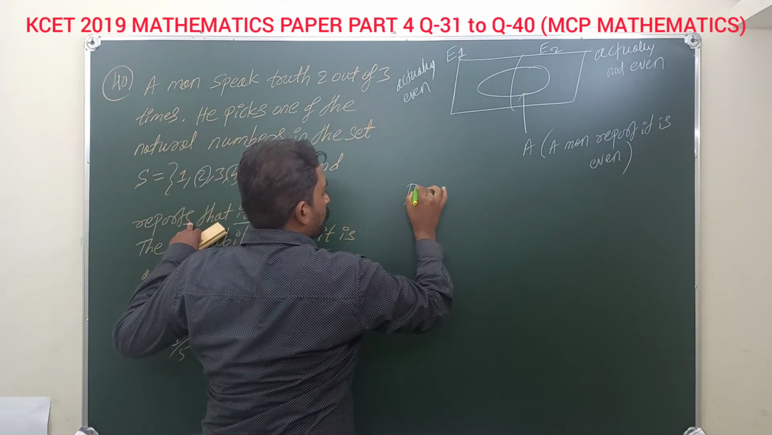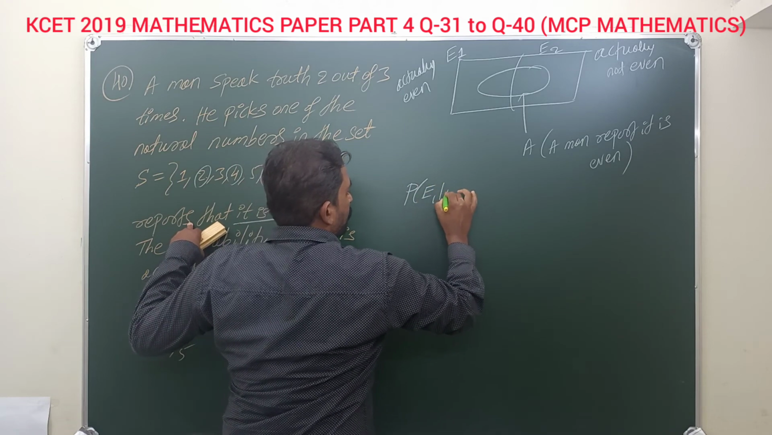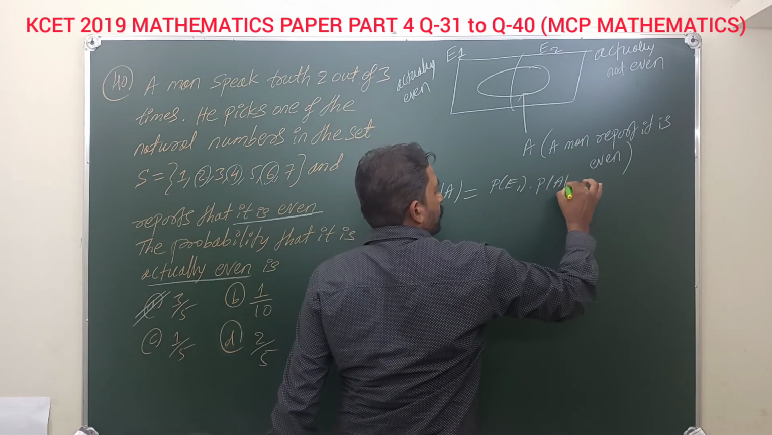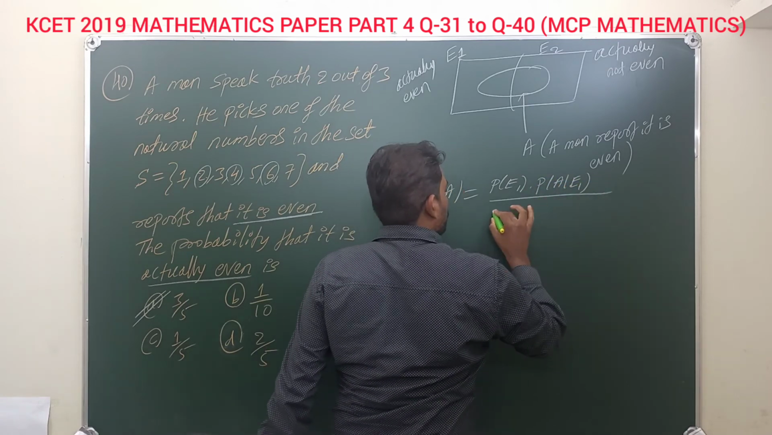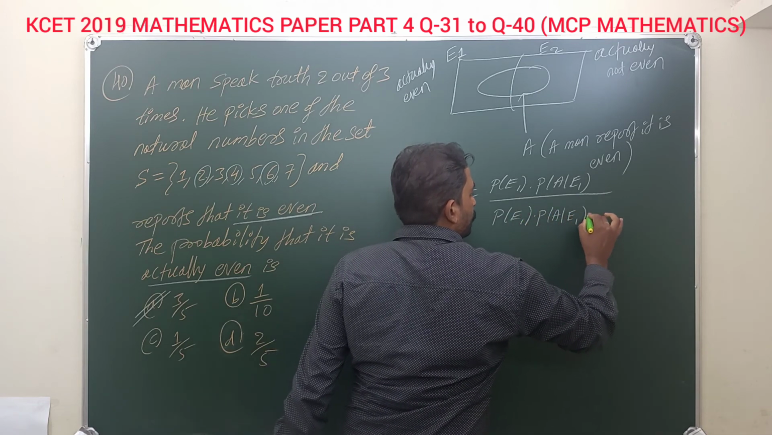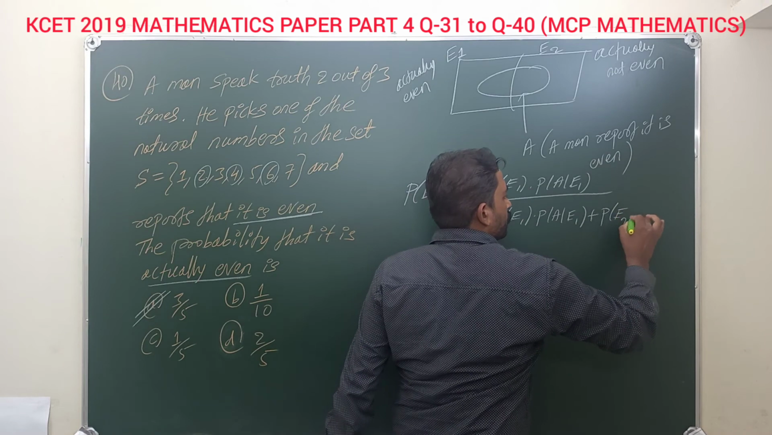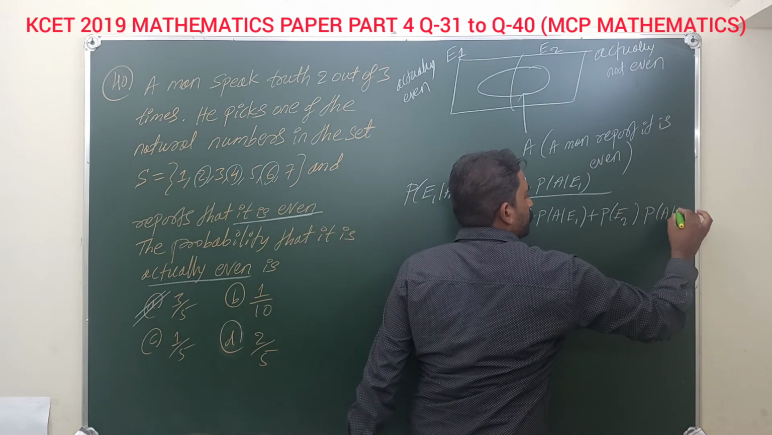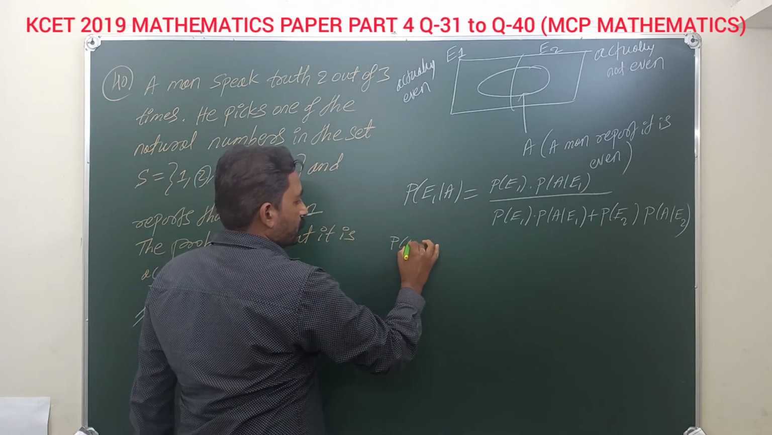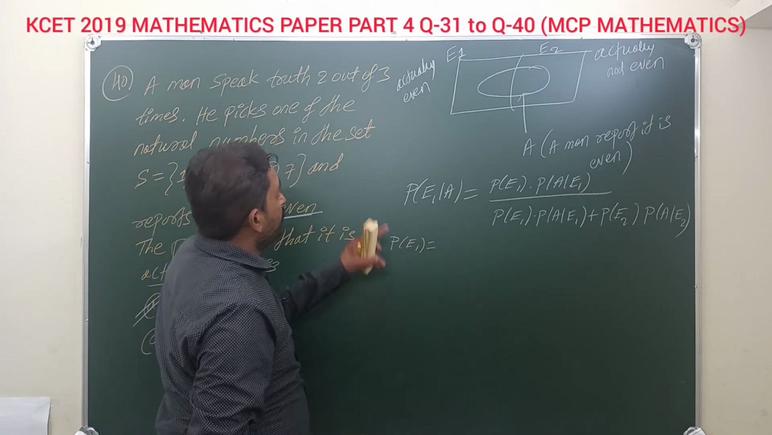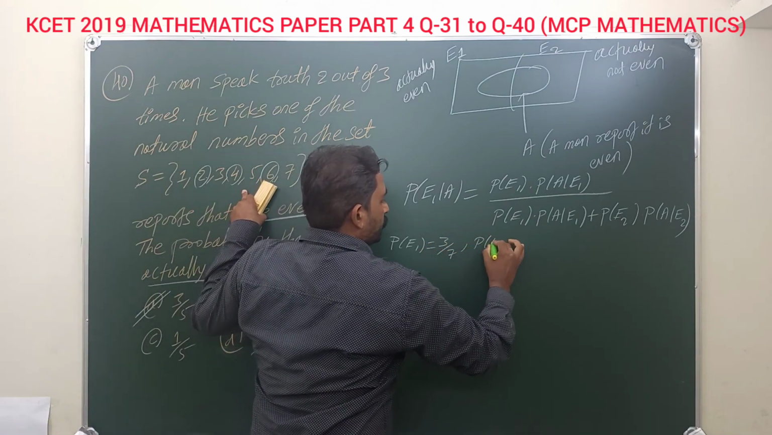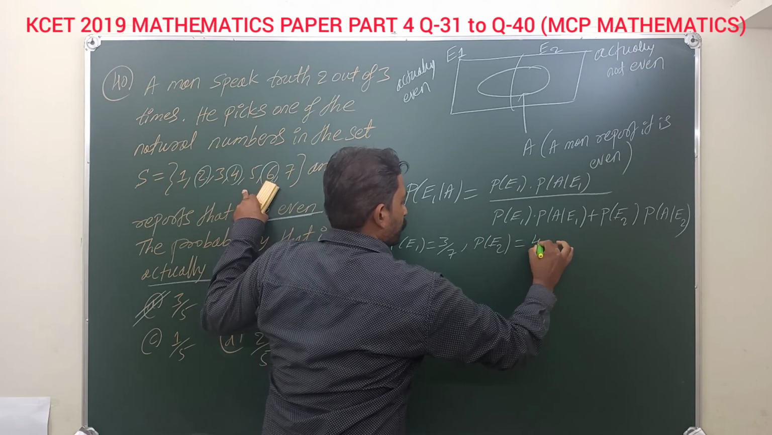Nothing but probability of E1 given A. Using the formula, probability of E1 into probability of A given E1, divided by probability of E1 into probability of A given E1 plus probability of E2 into probability of A given E2. In this case all parameters are given in the question. Probability of E1 is equal to, 3 even numbers out of 7, 3 by 7. Next probability of E2, the complement of E1, nothing but 4 by 7.